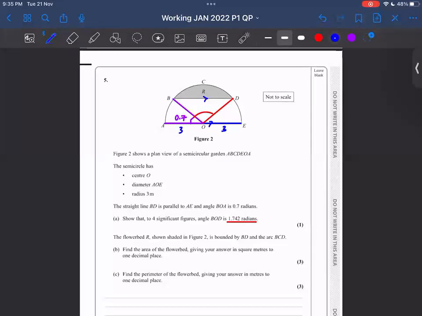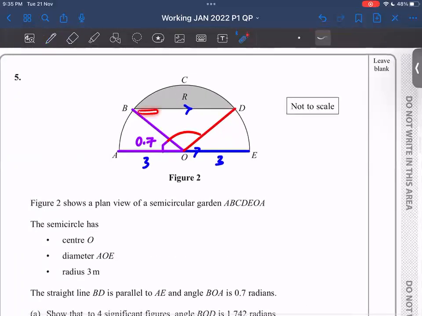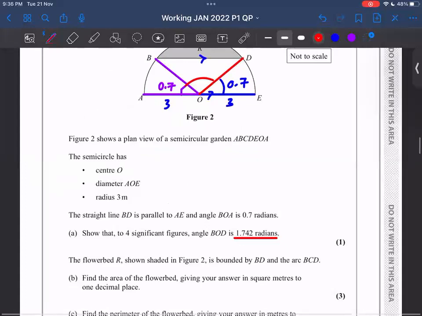Since these two lines are parallel, first thing first, they are both the same distance. OD and OE have length 3, OB and OA have length 3, and they both are parallel. So over here, the angle is also going to be 0.7. So what is going to be the red angle, the angle BOD? It is pi minus 0.7 minus 0.7. You're going to put it in the calculator, the value of pi minus 0.7 minus 0.7.